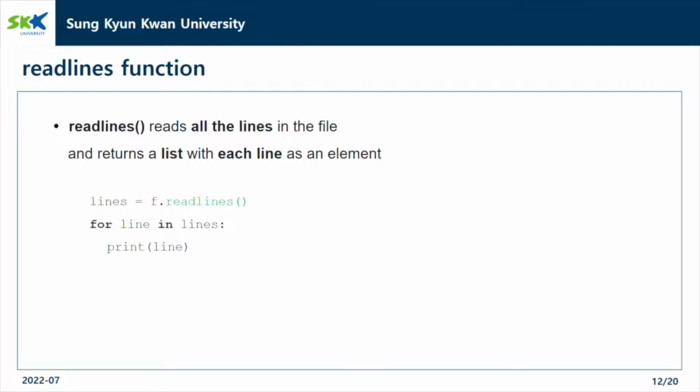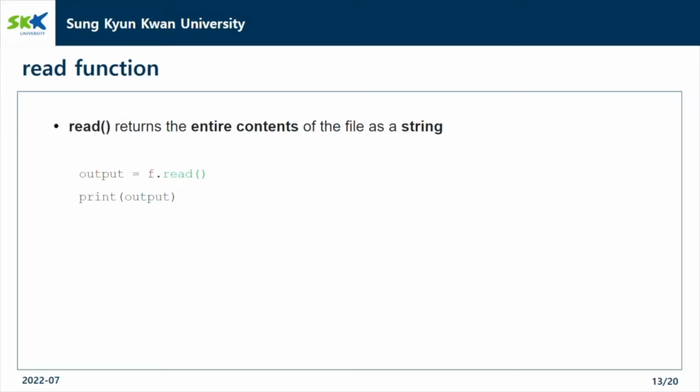Following this, let's learn about the readlines function. Readlines reads all the lines in the file and returns a list with each line as an element. In the code below, the readlines function's return values are assigned to the lines variable. And then using the for loop, we can print all lines.